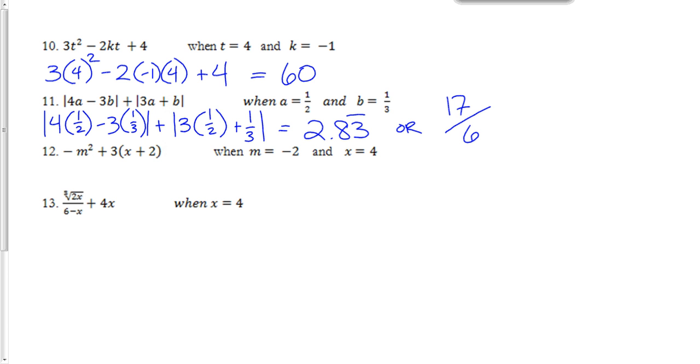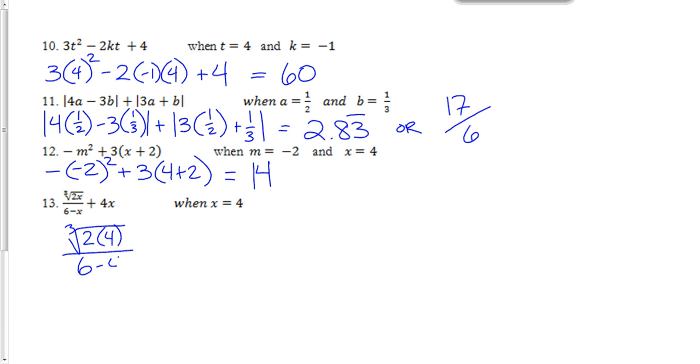Okay, number 12. This one you really have to use parentheses, or the negatives are going to throw you off. Plugging in should look like that. And if you do it correctly, you should get 14. Here at number 13, we've got the cubed root of 2 times 4 divided by 6 minus 4 plus 4 times 4. And if you do that correctly, you should get 17 as your answer.